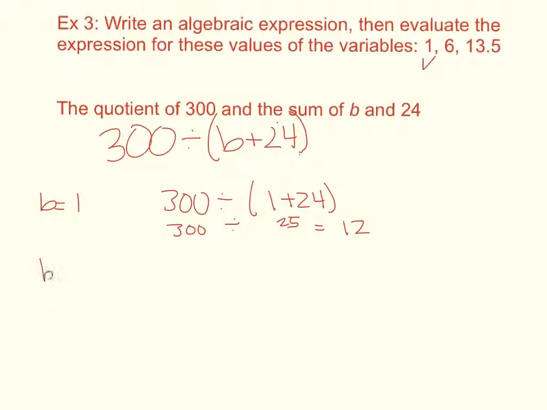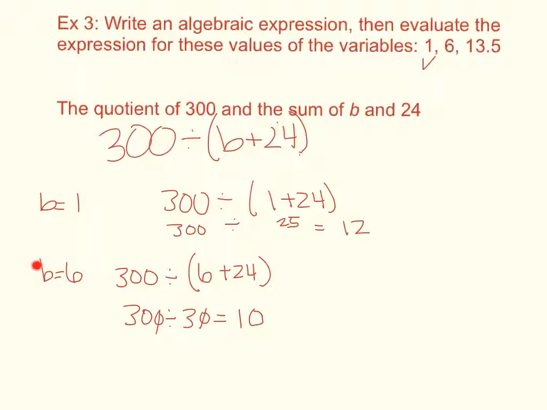Next, I need to solve what if b equals 6? Same equation, same expression, but now I'm going to solve for b equals 6. So I have 300 divided by, not b, I'm going to put in a 6 here, plus 24. Okay, now 6 plus 24 comes first because it's in parentheses. I'm going to rewrite 300. 6 plus 24 is 30. 300 divided by 30, cross off my zeros, 30 divided by 3 gives me 10. Okay, so that's how I would solve it for b equaling 6. So now I've done 2 of these.